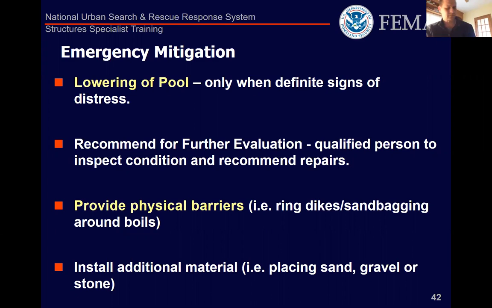If it's seepage under a levee, through a levee, and it's sand boils, there are physical barriers that you can do that are fairly easy to build, and we'll show pictures of those and talk about them.